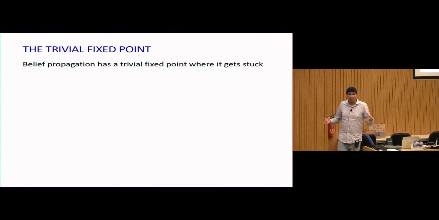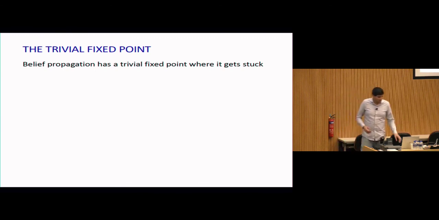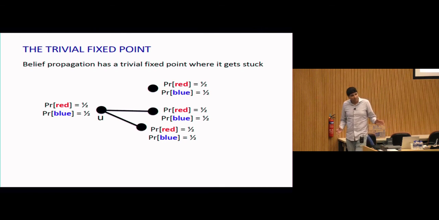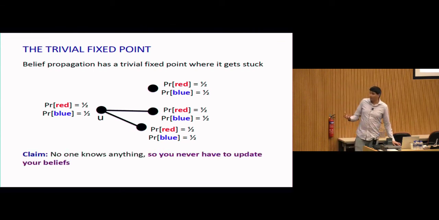So in fact, belief propagation has a trivial fixed point where you could get stuck, which is the situation where no one knows anything. What happens if every node believes that they're equally likely to be in the red and blue communities? That means essentially I know nothing, and when you communicate with the other nodes, you get stuck at this one fixed point. So if no one knows anything, you never update your beliefs because no one taught you anything.